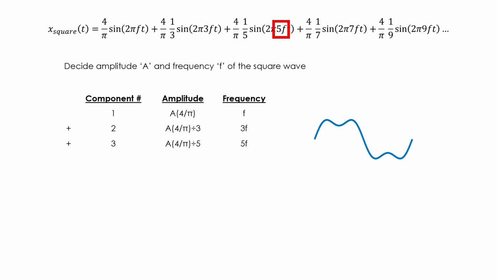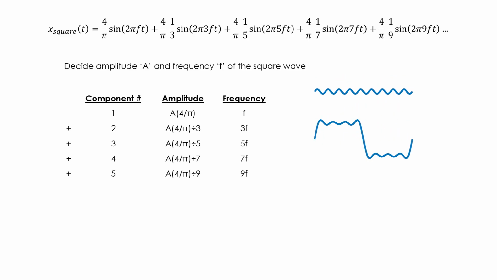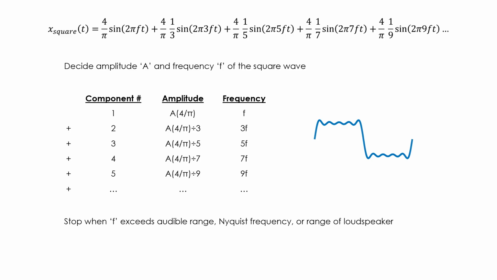and frequency 5F. The subsequent components follow this pattern by going through the odd numbers, that is, 7, 9, 11, 13, etc. The pattern is infinite, so we have to stop at some point. This can be when we start to generate components that are outside of our audible range, or that are higher than the Nyquist frequency, or that exceed the capabilities of the loudspeaker.